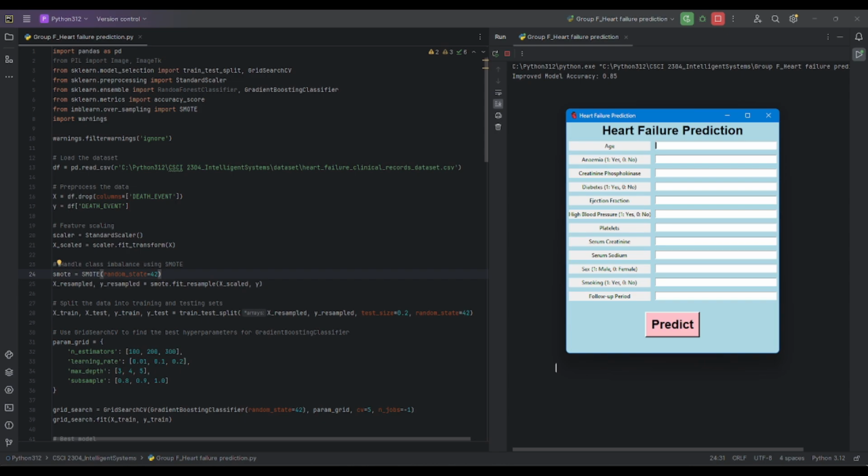So our project is about heart failure prediction, which can predict whether a patient is at risk of heart failure or not by filling in the information that we have set. This system can be used for educational purposes, or it can be used in the healthcare industry. So first, let's try a few examples of inputs to see the variation of outputs.